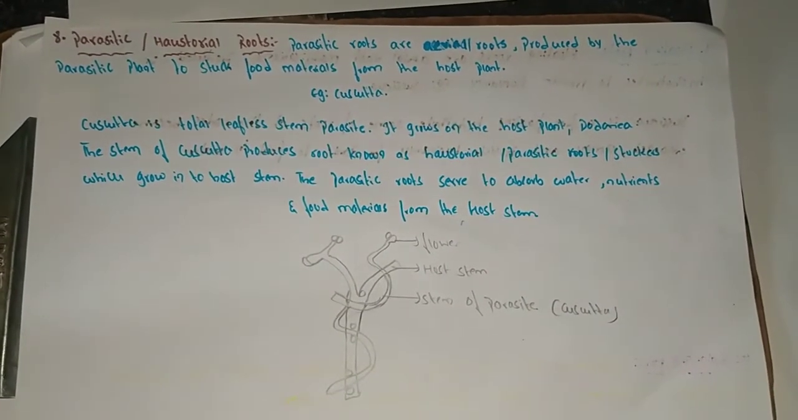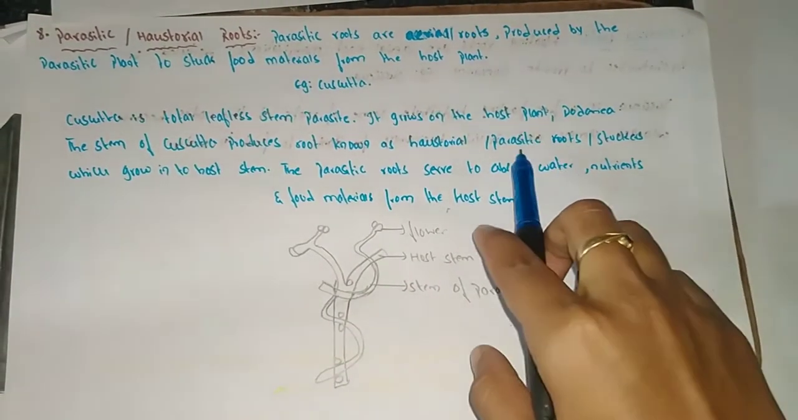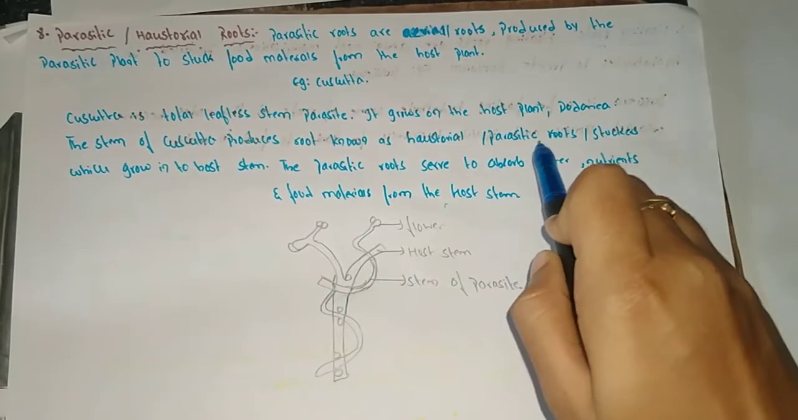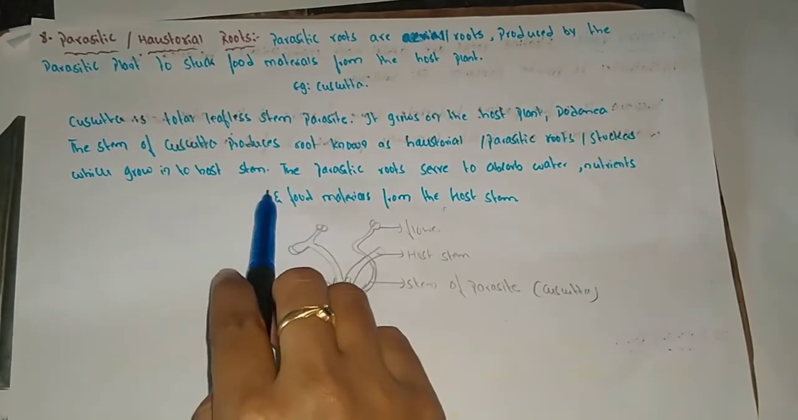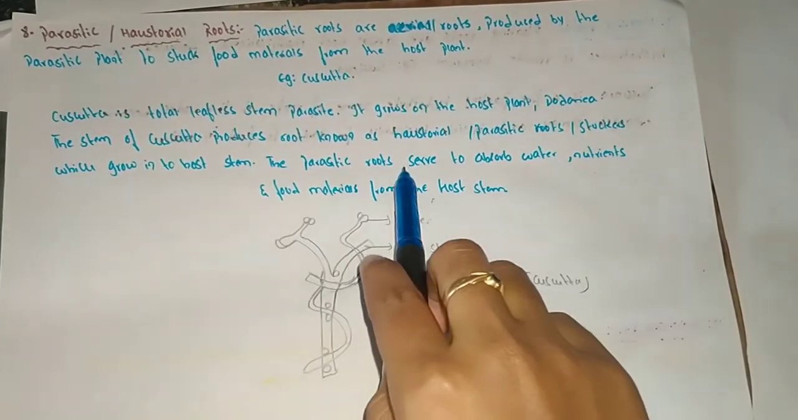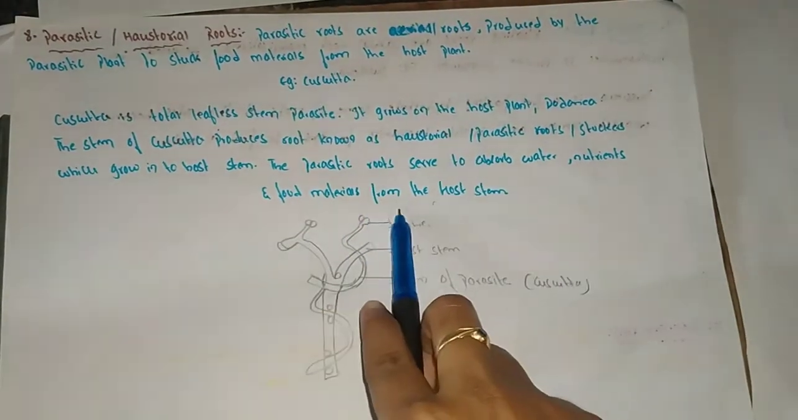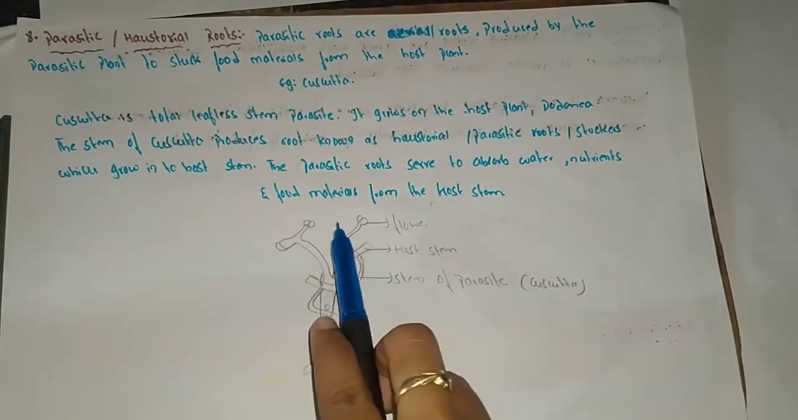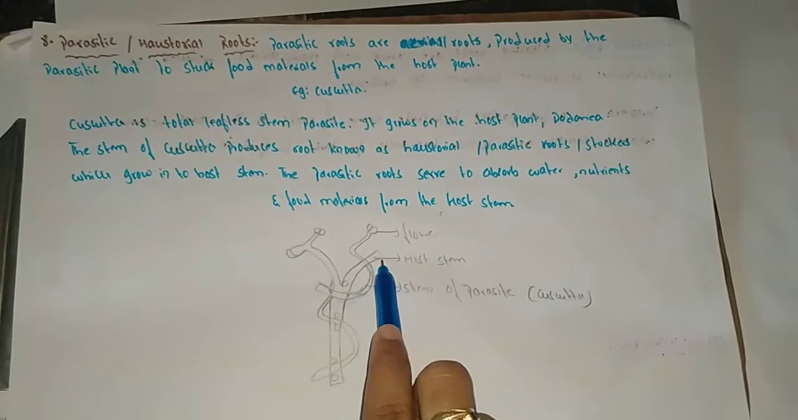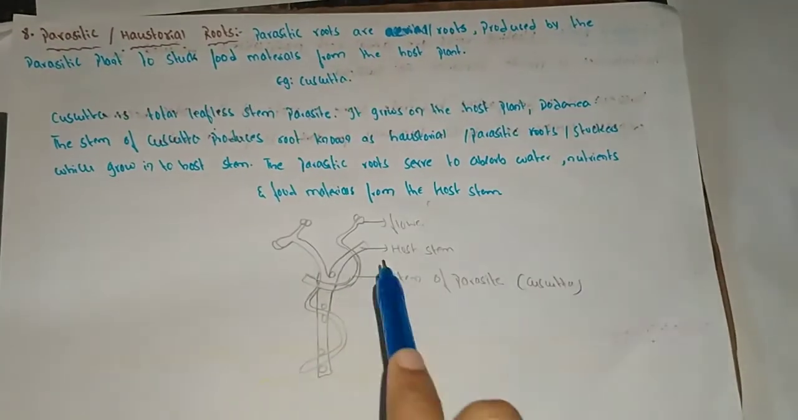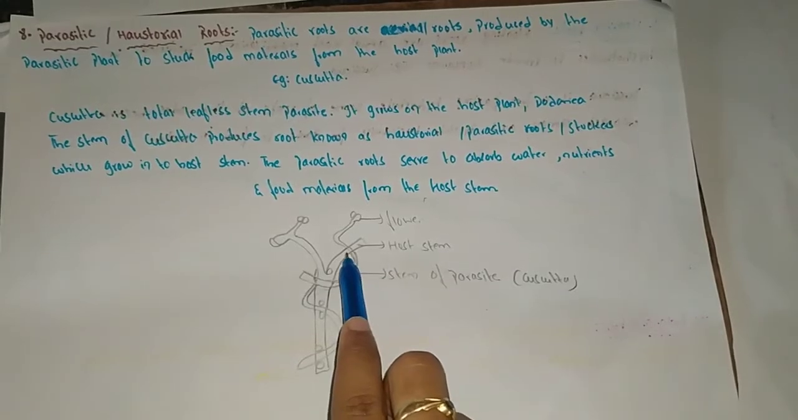The stem of Cuscuta produces roots called haustorial or parasitic roots or suckers. Haustorial roots help to penetrate the host tissue for nutrition. The roots grow into the host system. The parasitic roots help to absorb water, nutrients and food materials from the host stem. This is the stem of the parasite, Cuscuta, and this is the host stem with flowers.